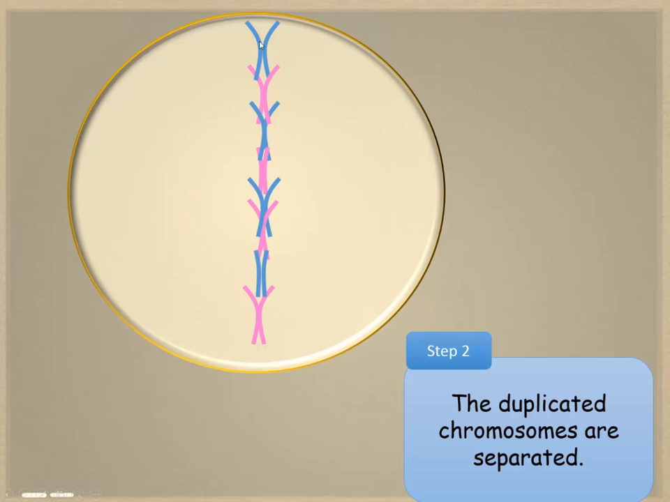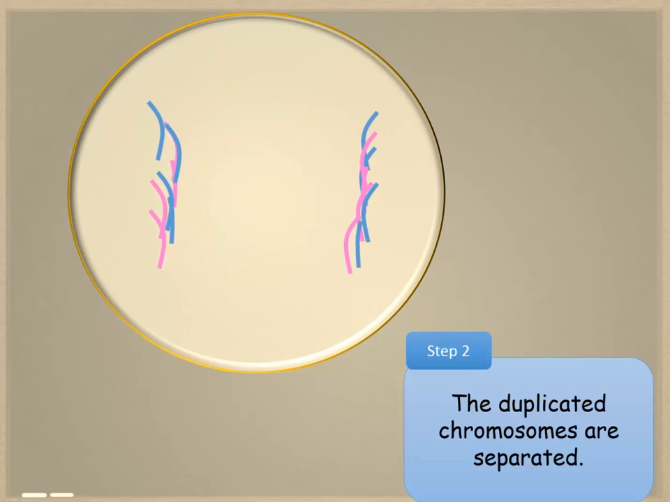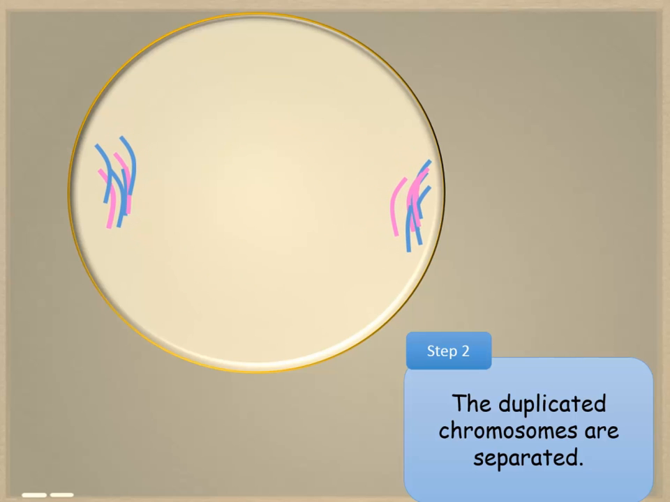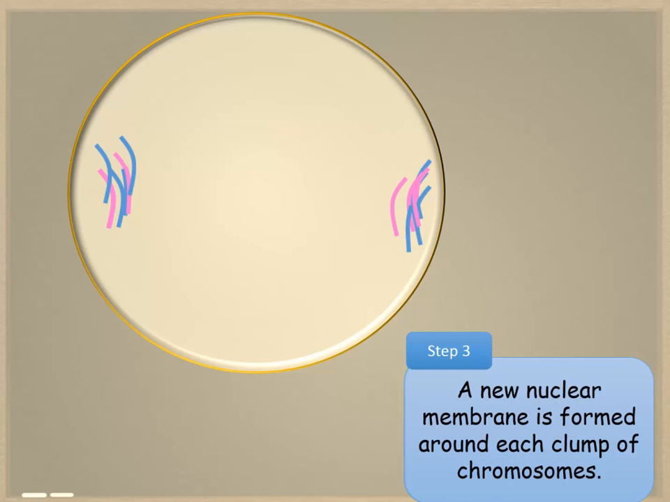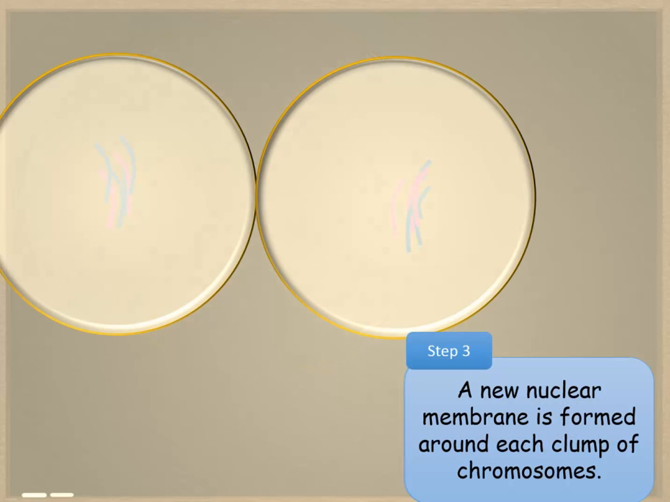Remember, these two chromosomes here are exactly the same. One's been duplicated. So you can get one chromosome coming to this side, the other duplicate, the exact copy, coming to the other side. And the same process happens for all of the duplicated chromosomes. So they separate into different halves of the nucleus. Once they've separated themselves, the nuclear membrane dissolves and two new nuclear membranes form around each of the clumps of chromosomes.